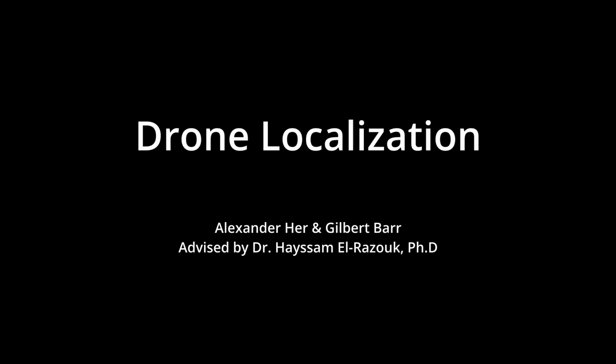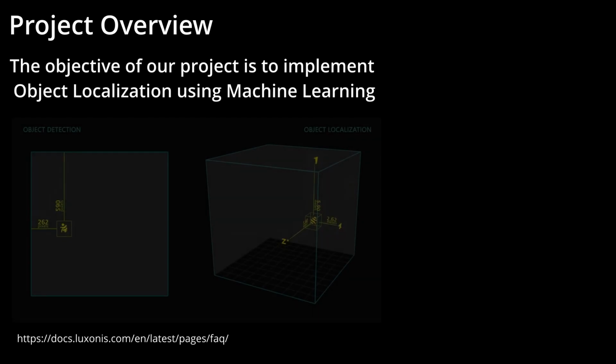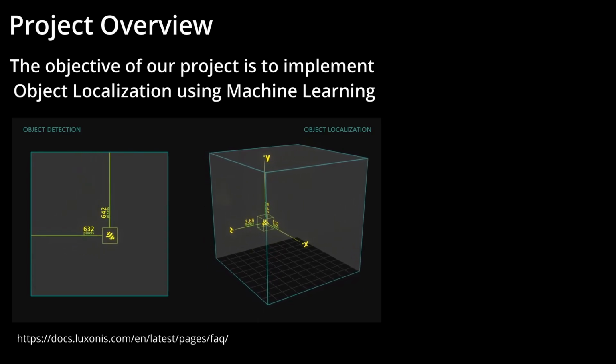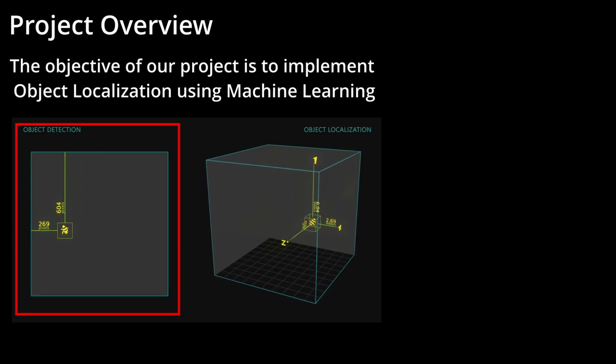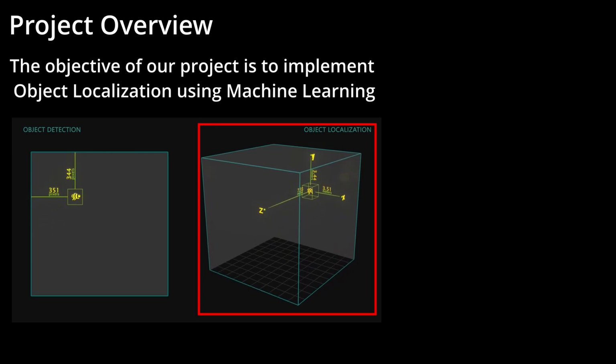I am the project manager of this group, and our project is about drone localization using machine learning. In this project, I will be working alongside Gilbert Barr, and we are being advised by Dr. Razouk. The objective of our project is to implement object localization using machine learning. Object localization is a sub-branch of object detection. What we're essentially doing is locating an object in a 2D domain and finding out where it is in the 3D physical domain.